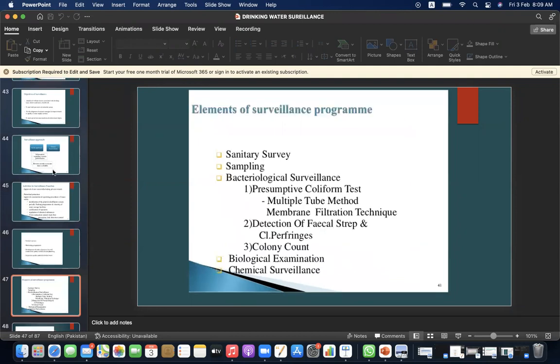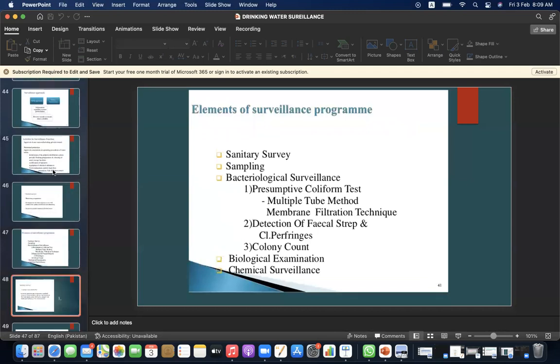Elements of surveillance program: sanitary surveys, sampling, bacteriological surveillance, consisting of 3 parts. That is, first, presumptive coliform test, multiple tube method, membrane filtration technique. Second is detection of fecal streptococci and Clostridium perfringens. Third is the colony count. Then biological examination and chemical surveillance.